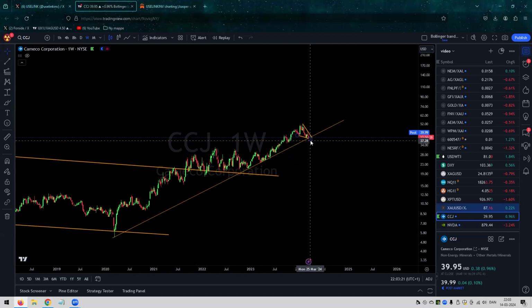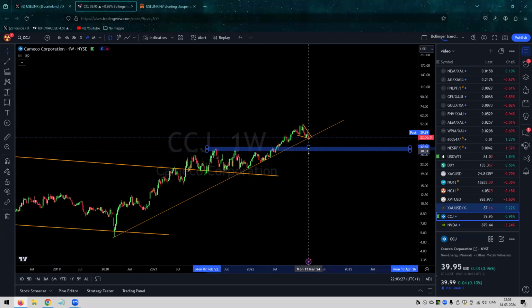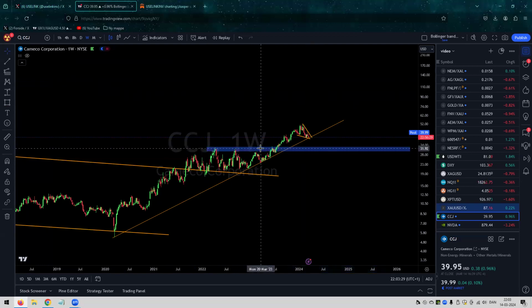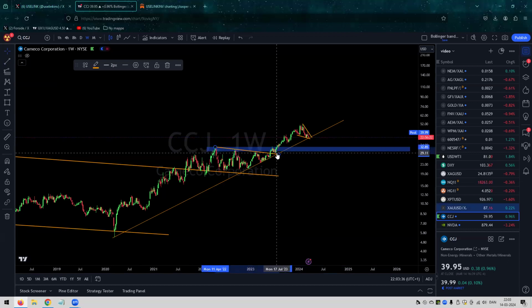If we break here, I'm not calling for that's the end of the uranium bull market, but that leads to that we potentially could see a visit down to roughly these highs down here at roughly, let's call it, 30, 32. There they are. That's the latest big correction in CCJ.